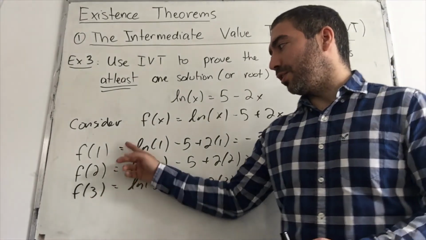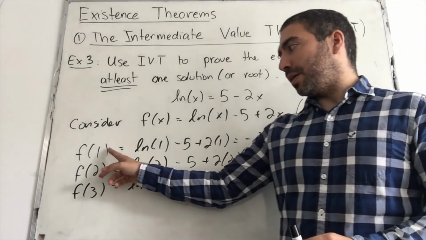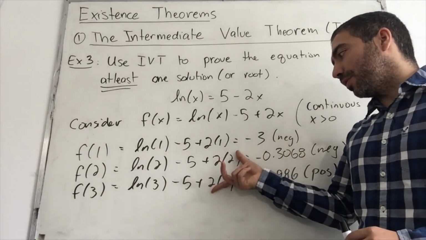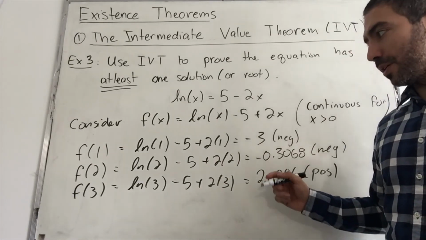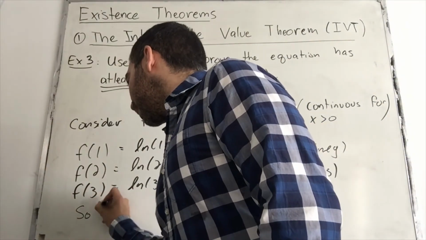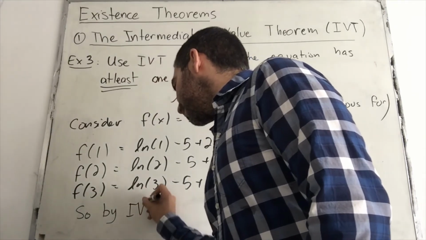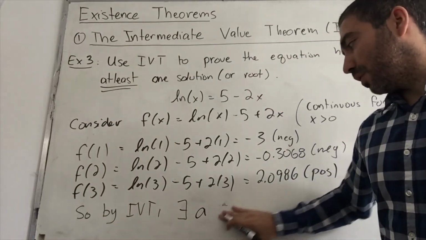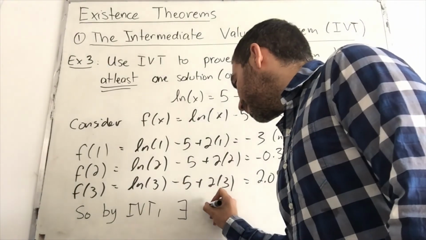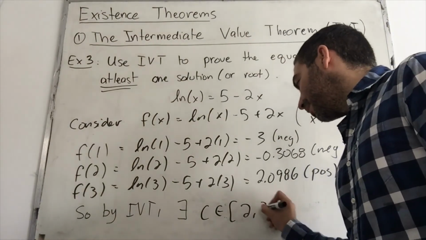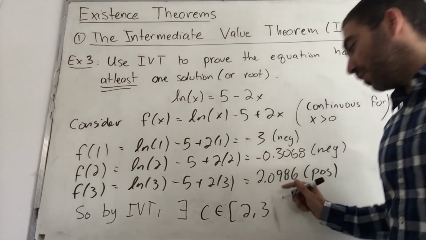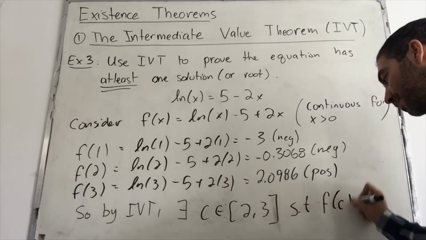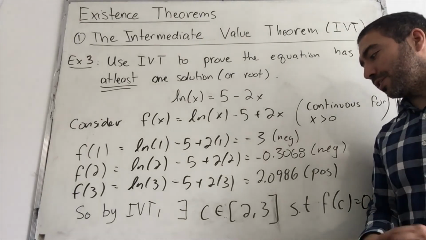You can choose which interval you want. You could say between 1 and 3, as long as you choose one that's positive and one that's negative. I'm going to take 2 and 3 because they're closer. So we conclude by IVT there exists a value c in the interval 2 to 3, though you could have taken 1 and 3, such that we have a root, f of c equals 0. So there's a solution somewhere between 2 and 3.